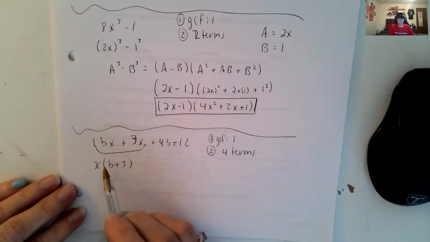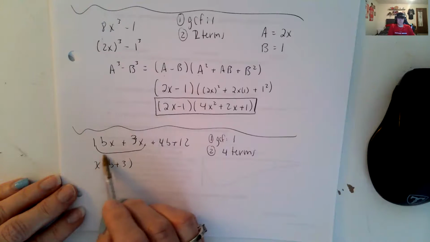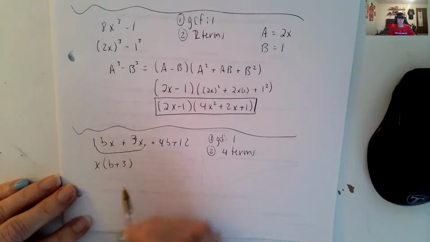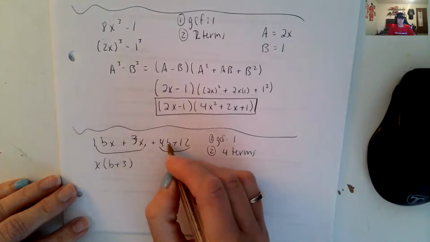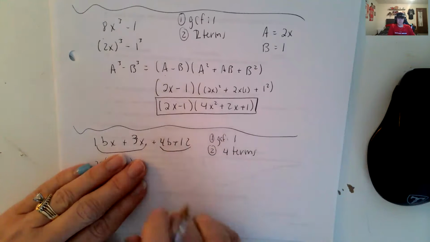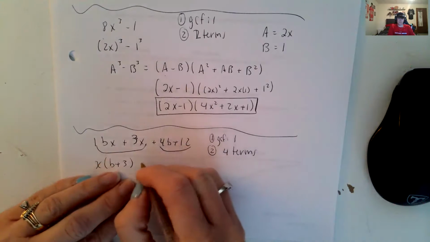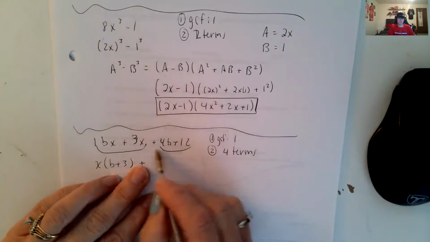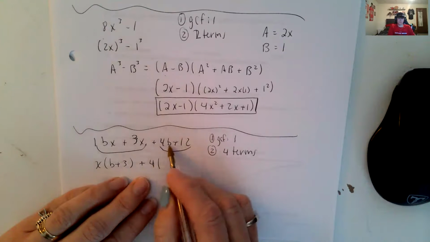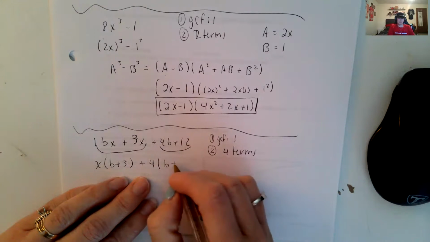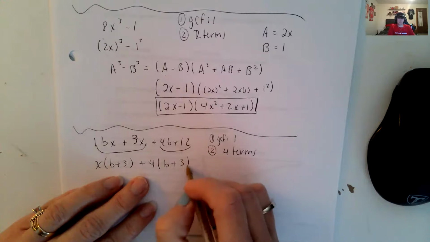And then I can always check that and go, if I distributed this back in, would I get b times x? Yep. And would I get 3x? Yep. Okay. Then I'm going to look at the second two terms and ask myself the same thing. What do they have in common for a greatest common factor? They share a factor of 4. So I'm going to make sure I put a sign for that. So that's a plus 4 that's going to factor out. And when I factor out 4, I have a b left over. And then 12, when I divide out 4, I have a 3 left over.